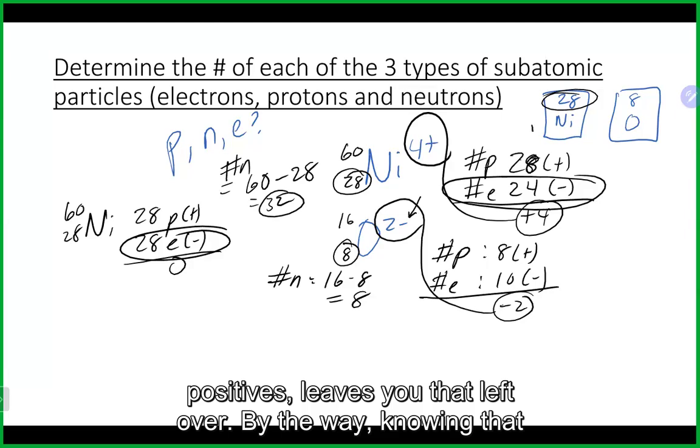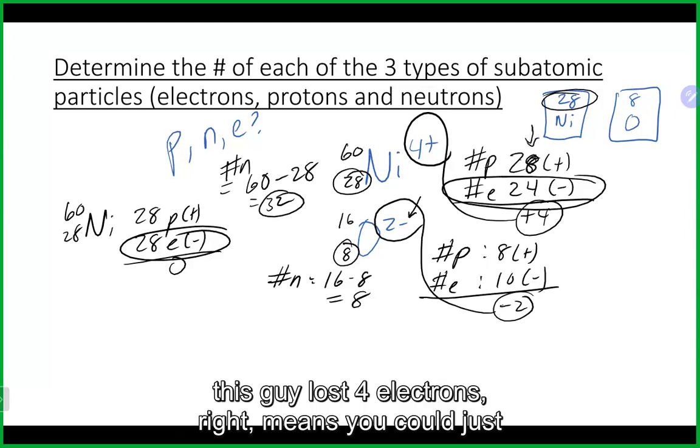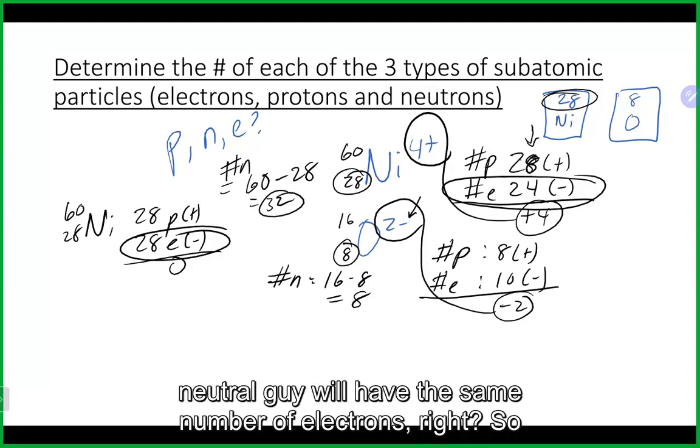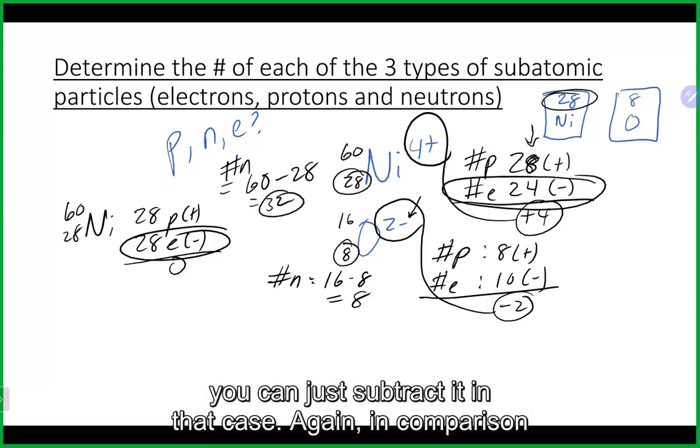By the way, knowing that nickel lost 4 electrons means you could just subtract that from the atomic number, because a neutral atom will have the same number of electrons as the atomic number. So you can just subtract it in that case.